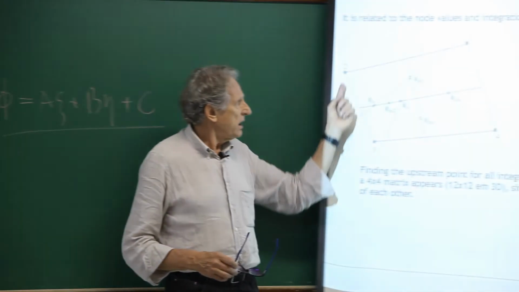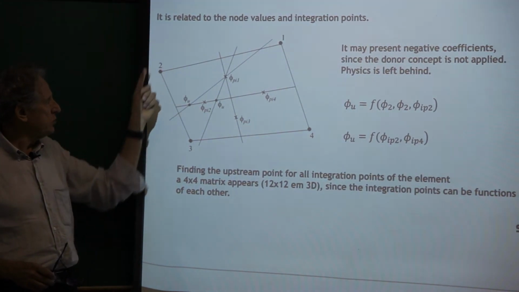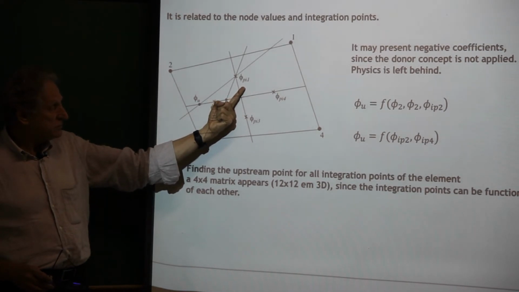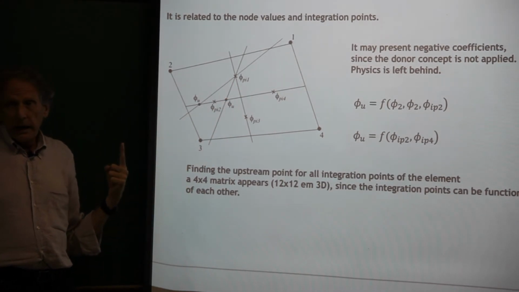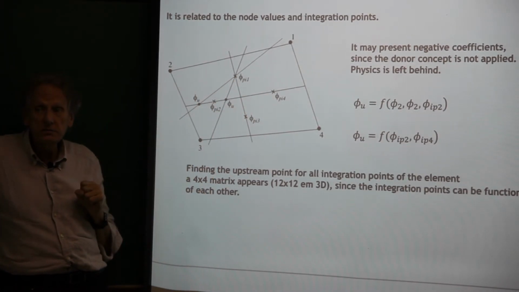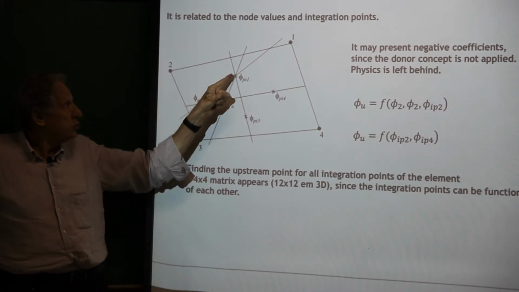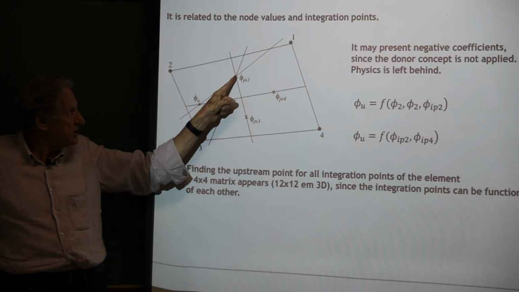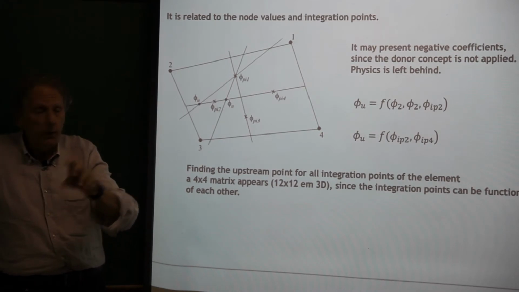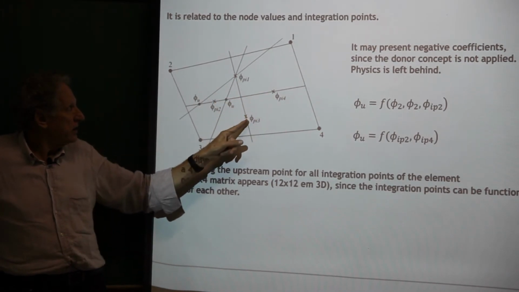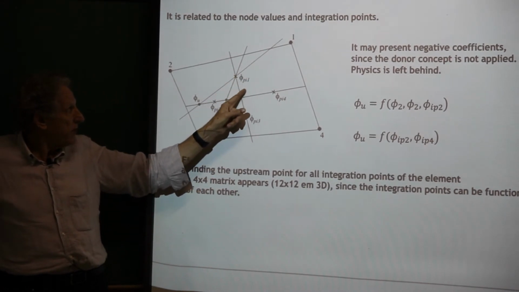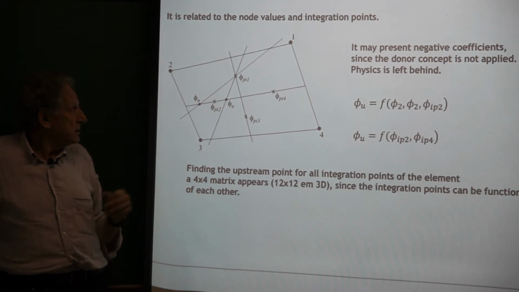I draw here an element, with nodes 1, 2, 3, 4. This is the phi at integration point 1. This is the element with its 4 integration points. I want to calculate the value of phi in this position, because I'm building my matrix for my element. I want to calculate the flux in the 4 integration points. Let's consider I'm focused on this one, phi at integration point 1.